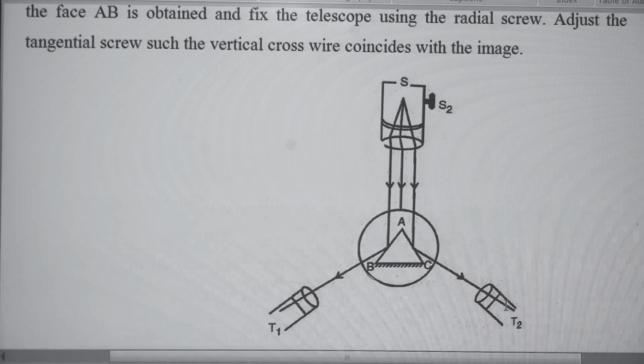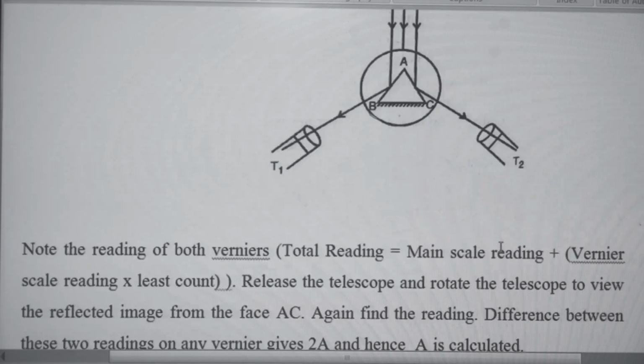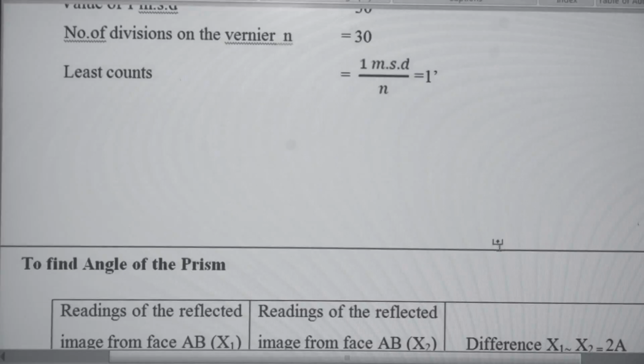Then we are taking the readings of both vernier 1 and vernier 2. So the first reading is, we are focusing on the reflected image with the help of the telescope, the image from the face AC. Then we are taking the reading corresponding to vernier 1 and vernier 2. Then the telescope is moved to the other side and observing the image from the face AB. Then also we are taking the reading of vernier 1 and vernier 2. From those readings, we can calculate the angle of the prism.